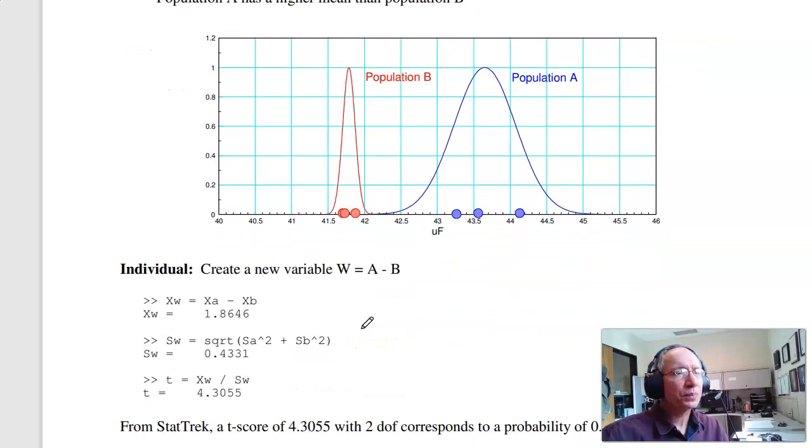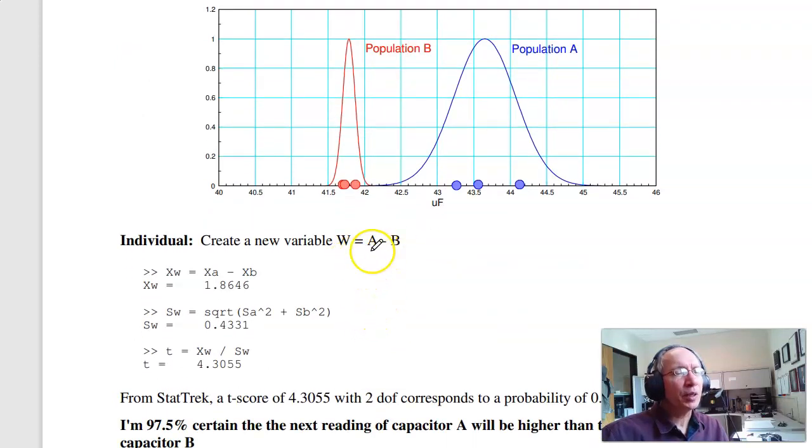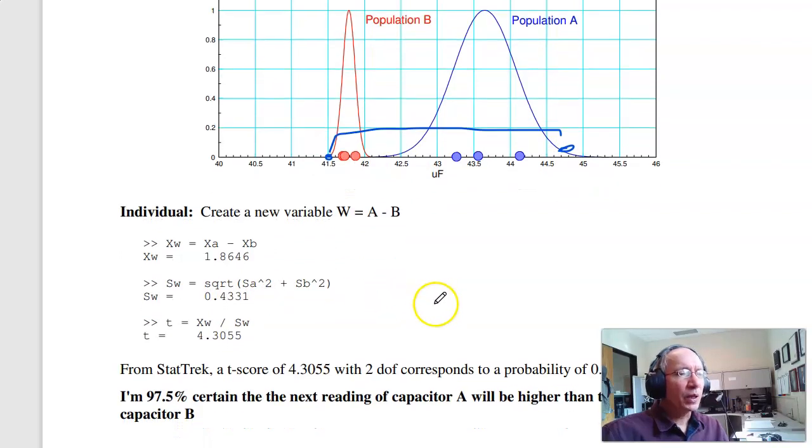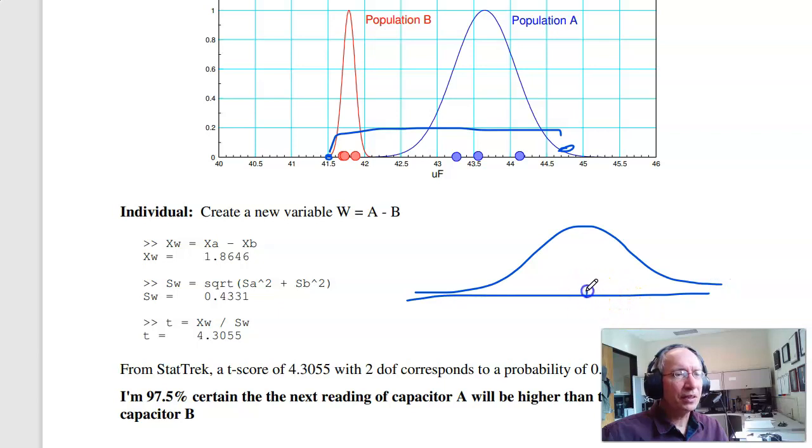That's for an individual. To do that, I create a new variable W that's the difference between A and B. W has a mean, the difference in the means, and the variance is the sum of the 2 variances, variance of A plus variance of B. Take the square root, I get the standard deviation of W. And the standard deviation is going to be bigger because, again, I could get a low B, high A. So the standard deviation is the spread. The spread gets bigger. So this adds, it doesn't subtract. What I'm left with then is a new distribution for W. It's got a mean of 1.86.